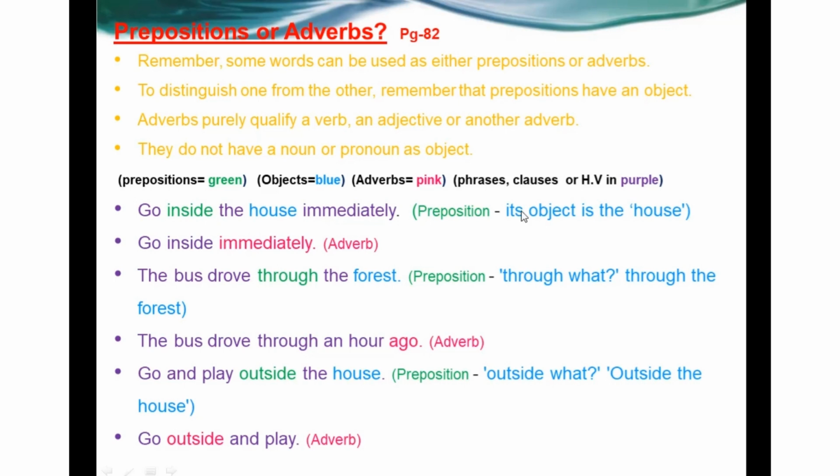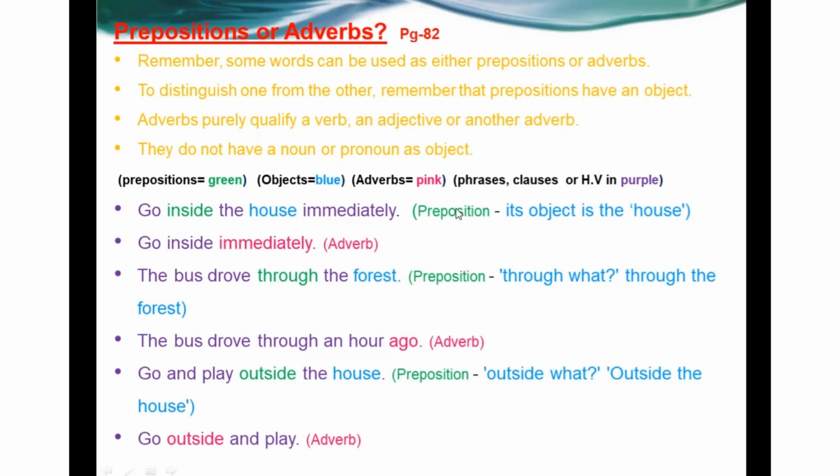Now let's read examples of the sentences. Go inside the house immediately. So students, which word is giving you an idea where one should go? Inside. So inside is our preposition. And what is the object of this preposition? House. House is the object. House is in blue. And immediately gives you an idea about the time they're talking about. So that is our adverb. Preposition, its object is the house.